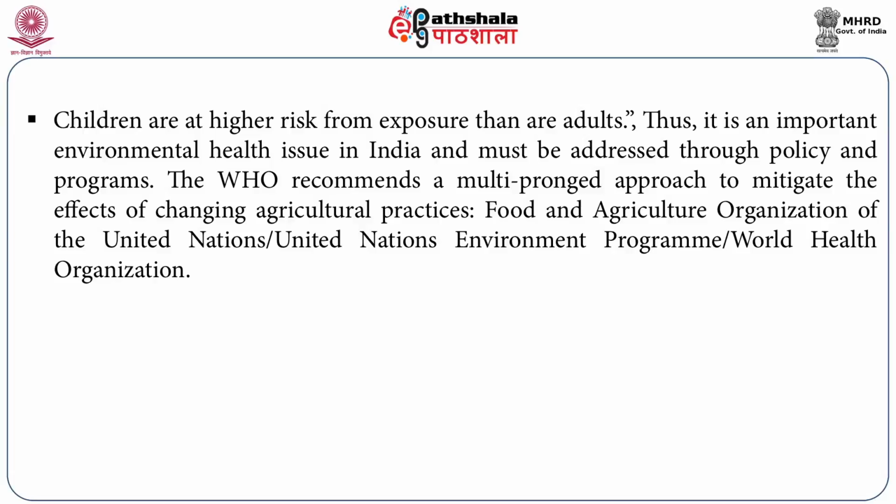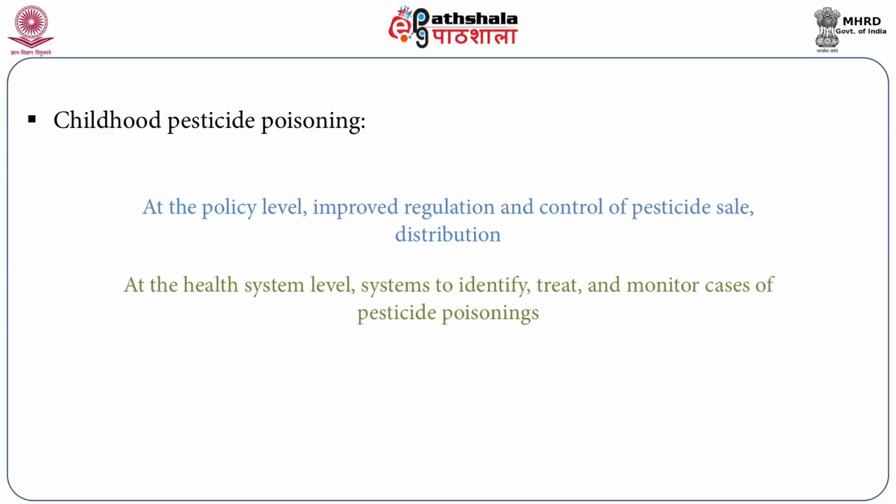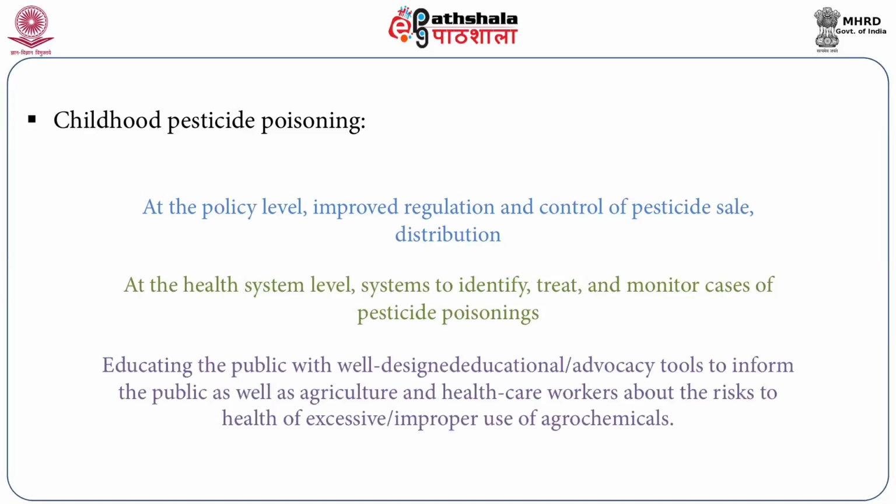The WHO recommends a multi-pronged approach to mitigate the effects of changing agricultural practices. At the policy level, improved regulation and control of pesticide sale, distribution, and use. At the health system level, systems to identify, treat, and monitor cases of pesticide poisoning. And 3. Educating the public with well-designed campaigns to inform the public as well as agriculture and healthcare workers about the risks to health of excessive or improper use of agrochemicals.